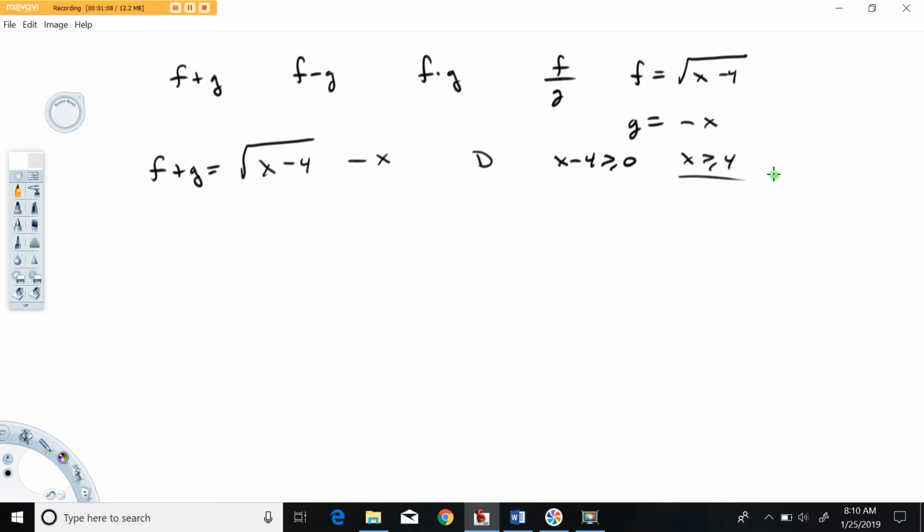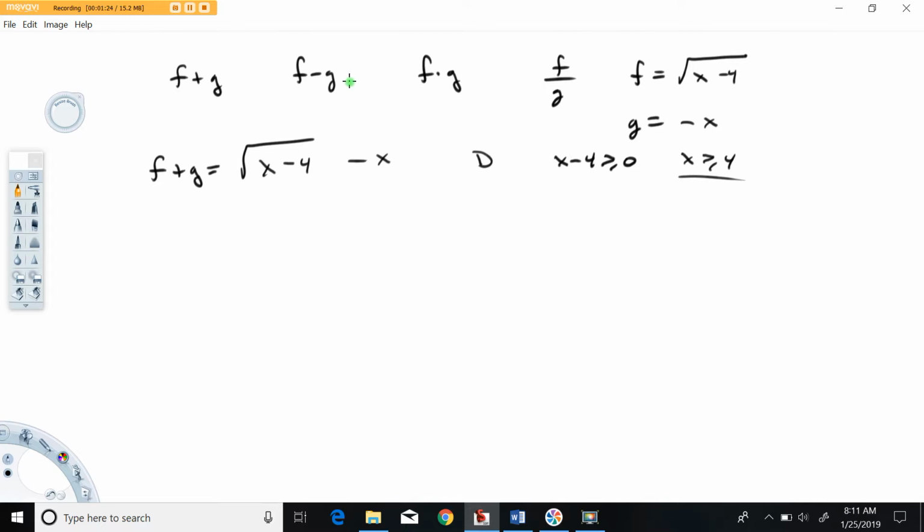You can put 5 into this, you're fine. You can put 10, 100 in, but if you put 2 into this, you get square root of negative 2, which you can't do. So 2 is not in the domain of this function. Neither is 0 or negative 1, only these values.